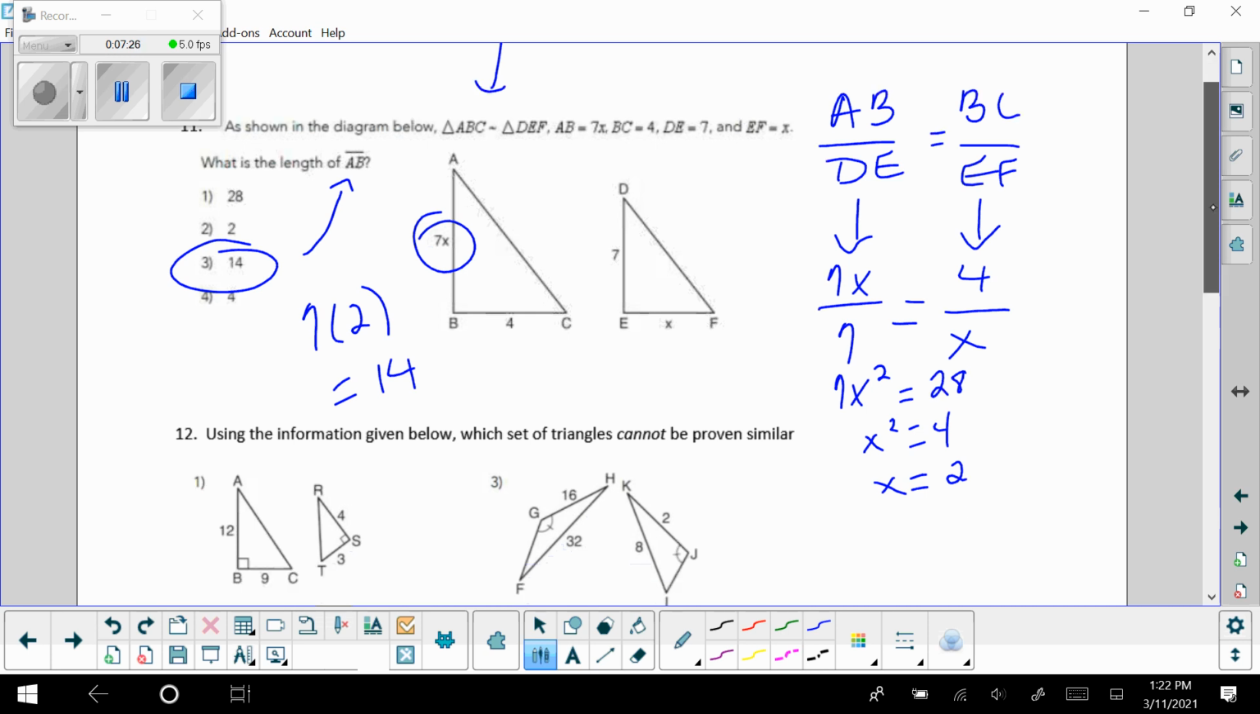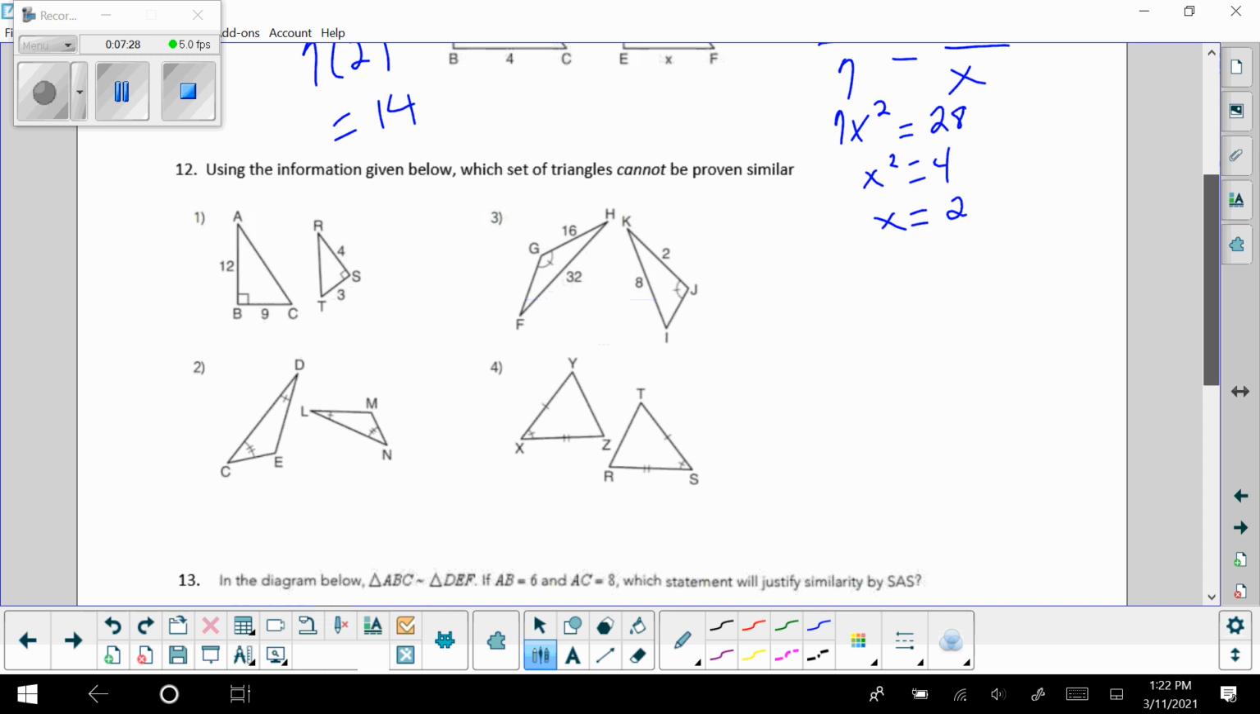Okay, let's keep moving. On number 12, you have to figure out which set of triangles are not similar to each other. Looking at 2 and 4, you can easily see that number 2 is angle-angle.